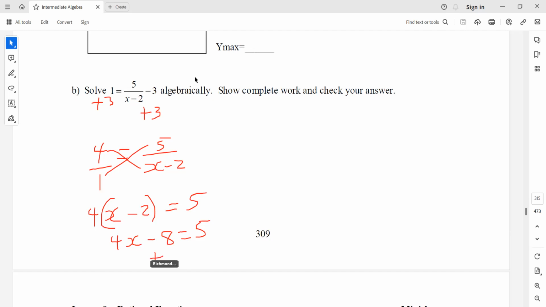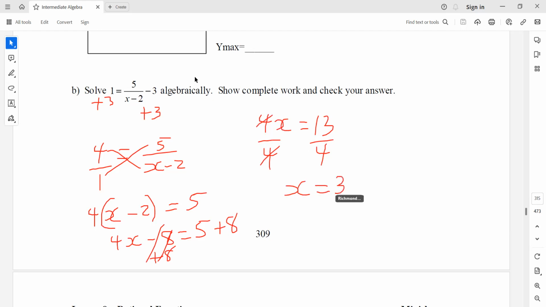Now if I do a plus 8 on both sides, this is going to go to 0. So I have 4x equals 13. I divide by 4 on both sides. x equals 3.25. Okay? And you want to check your answer.